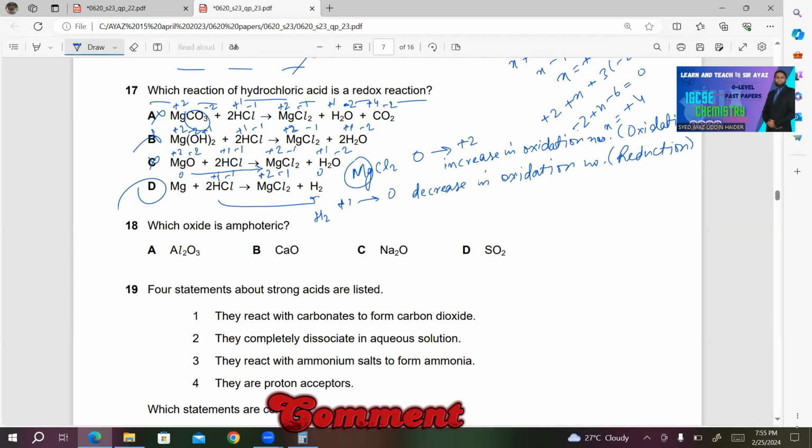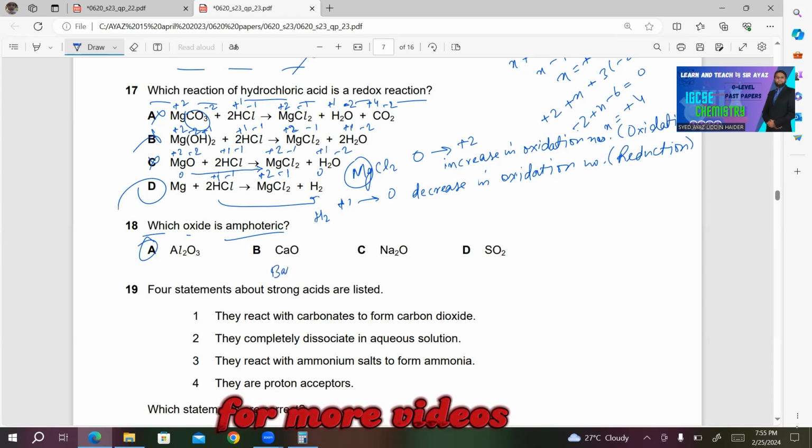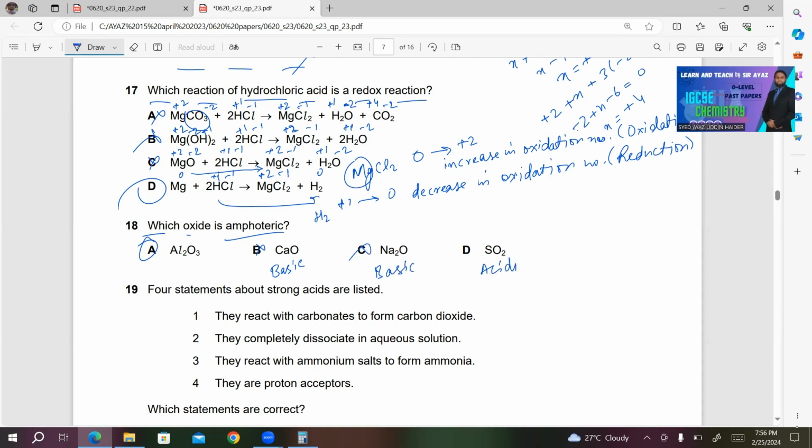Number 18, which oxide is amphoteric? This is very easy. A must be the right answer. Al2O3 is amphoteric. CaO is basic. So this is incorrect. C, again a basic oxide. It's also incorrect. D, this is an acidic oxide. So this is also incorrect.